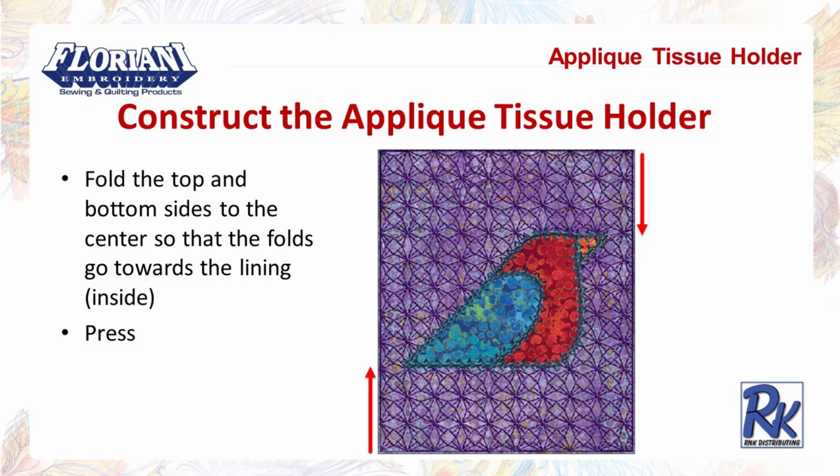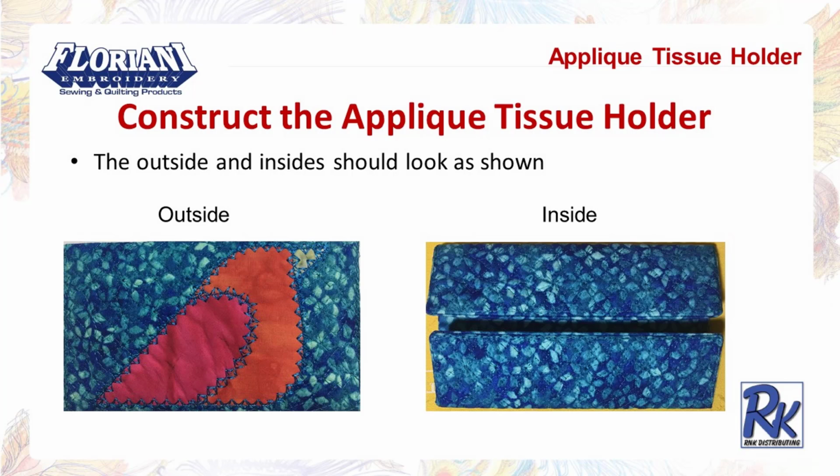Next, we're going to fold the top and bottom side inwards towards the center, and the folds want to go towards the lining, so towards the inside, and then you want to fold it in the direction that you see the arrows here, and then press it. If you have it folded correctly, it should look like this, with the outside having the bird on it and the inside two flaps should come together in the center.